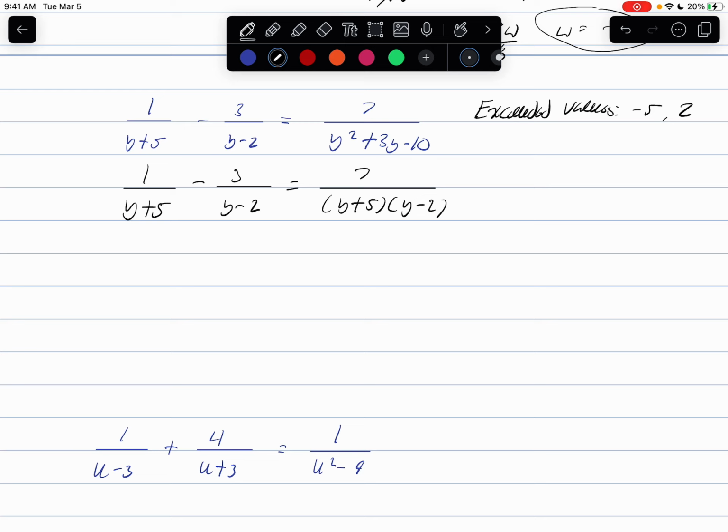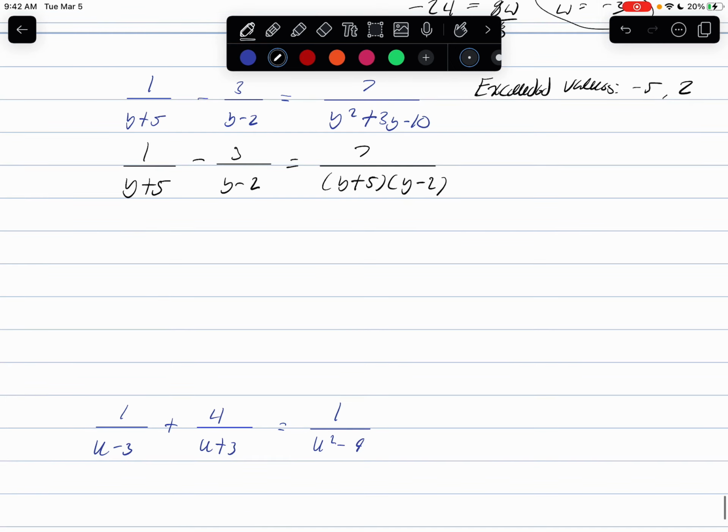So what we need to do now is see if we can find a least common denominator here. Okay, so in order to do that, we're going to, in a clever way, multiply both 1 over y plus 5 and 3 over y minus 2. We're going to multiply them by 1 in a clever way. So if we want to find a least common denominator, we can multiply 1 over y plus 5 by y minus 2 over y minus 2. That's equal to 1, so it doesn't change anything.